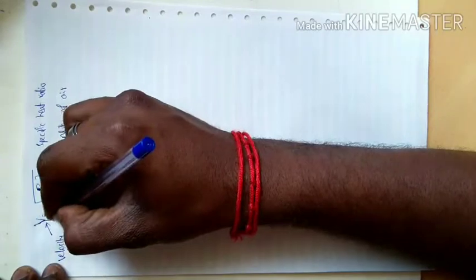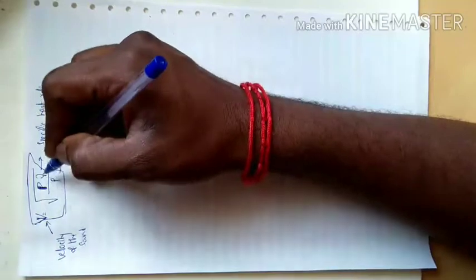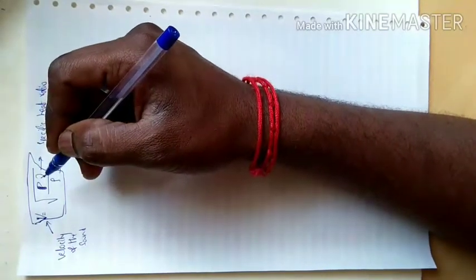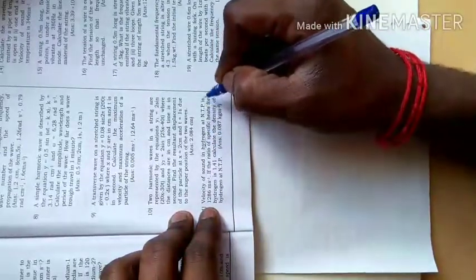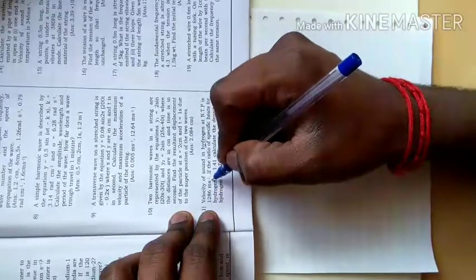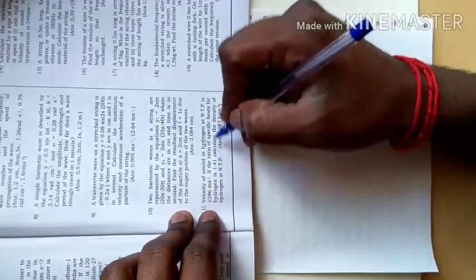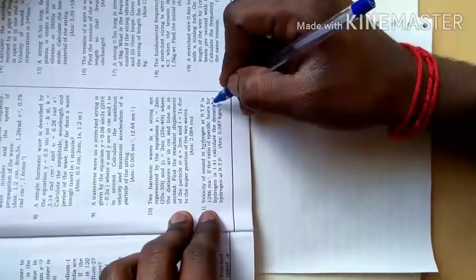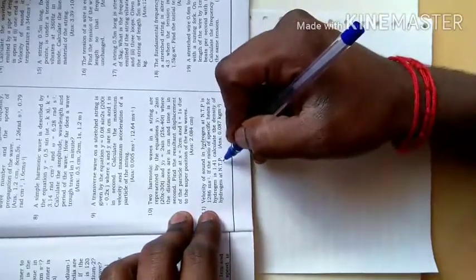Now let us see one problem based on this method, and then we can move on to the next method problems. Is that clear? V is equal to the square root of P gamma divided by rho. Going to page number 313, question number 11. Velocity of sound in hydrogen at normal temperature and pressure is 1286 meter per second. If the ratio of specific heats for hydrogen is 1.41, calculate the density of the hydrogen at normal temperature and pressure.